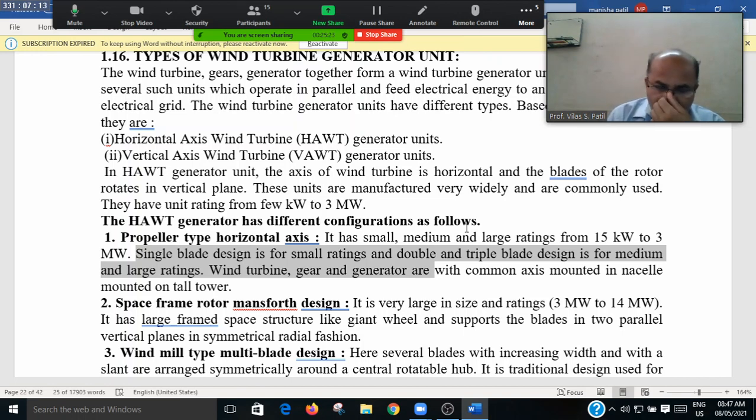The space frame rotor, that is the Manns-Forth design, has a very large rating. It ranges from 3 megawatt to 14 megawatt, and it has a large framed space structure like the Gantt wheel, and supports the blades in two parallel vertical planes in a symmetrical radial fashion.